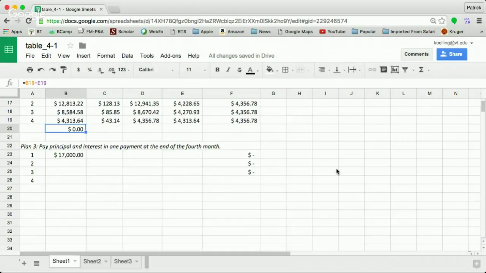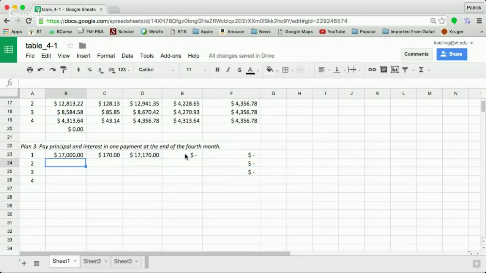You borrow $17,000 and you pay it back at the end of the fourth month in one lump sum that includes all of the interest and all of the principal at once. Again, there we go. We owe $170 in interest. We owe $17,170. We make no payment at all, and we pay nothing here. We don't pay interest. We pay nothing.